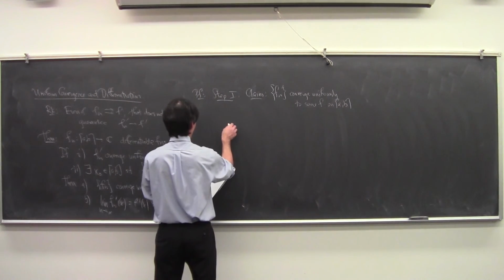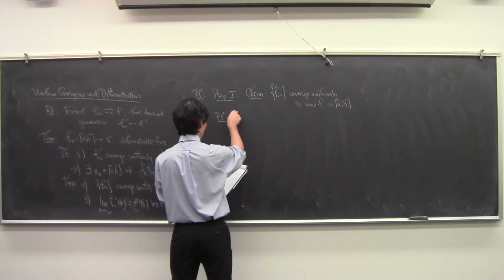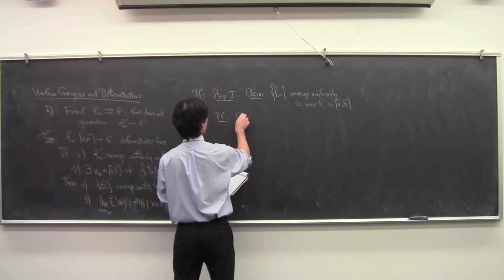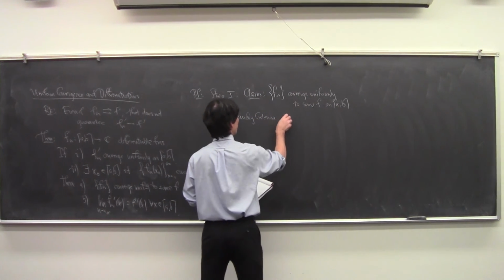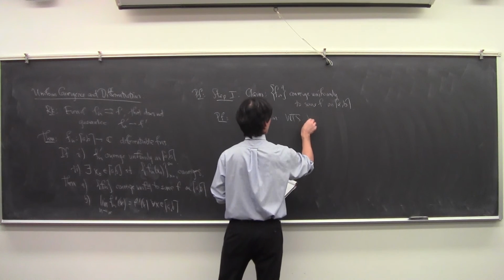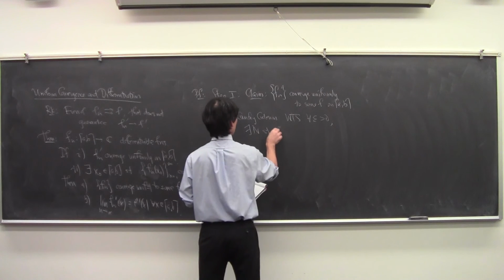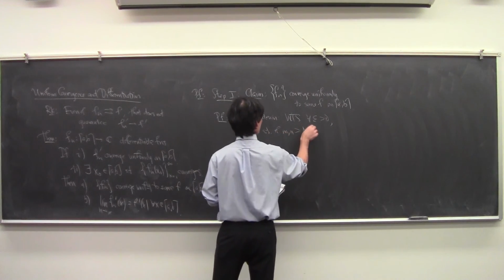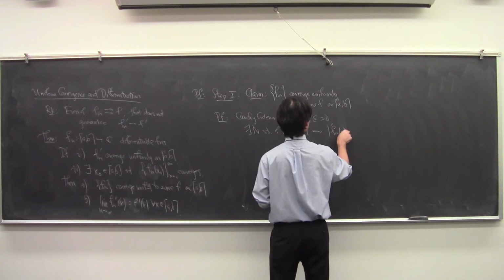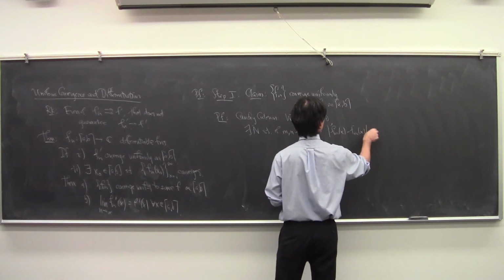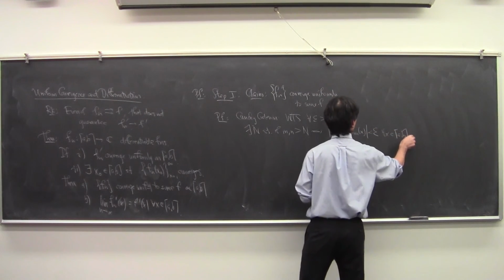Okay, so we want to show that using the Cauchy criterion. We want to show that given any epsilon, there exists an N such that if m and n exceed N, then fn(x) minus fm(x) is smaller than epsilon on the whole interval. Okay.